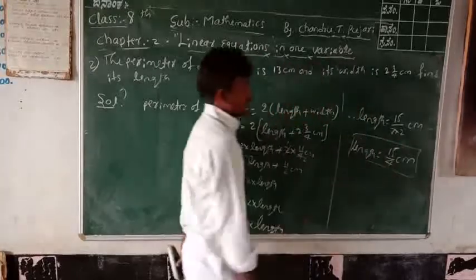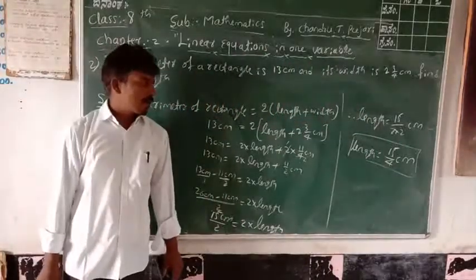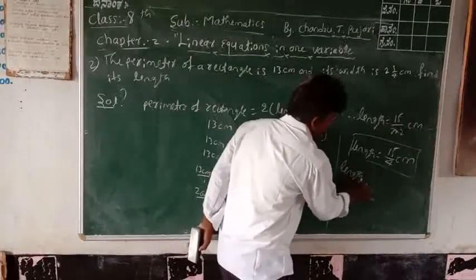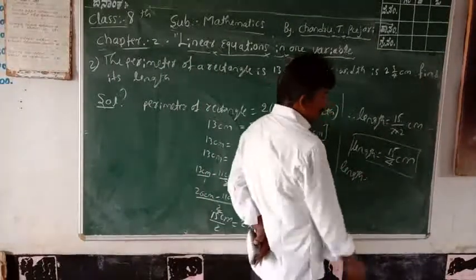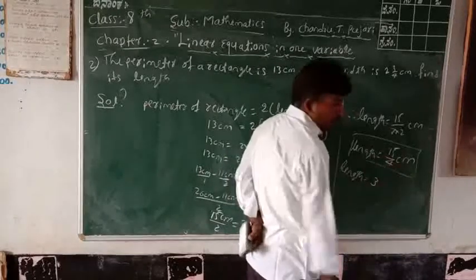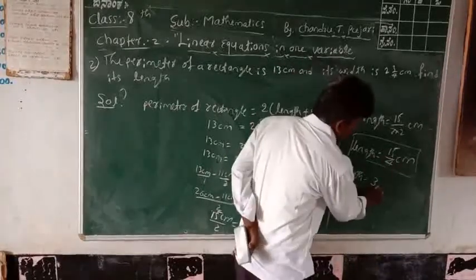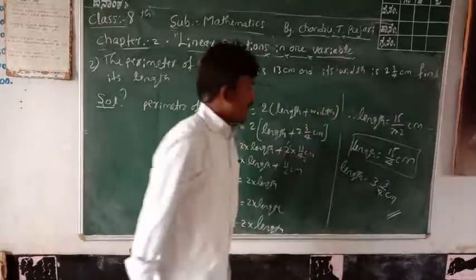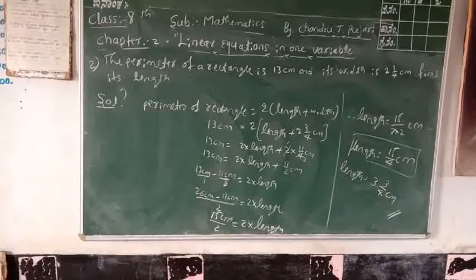Our length is 15 divided by 4 centimeters, or otherwise, taking mixed fractions, 4 threes are 12, so the integer is 3 and 3 by 4 centimeters. This is our length. The next, the third one.